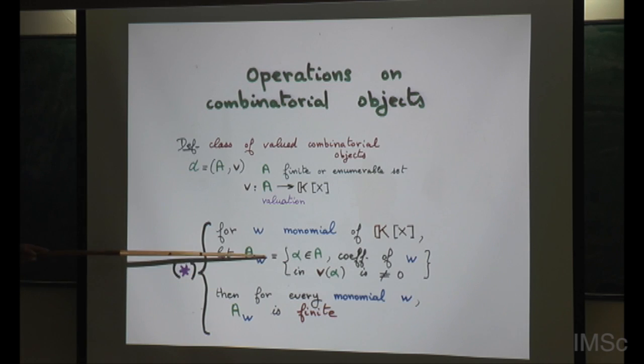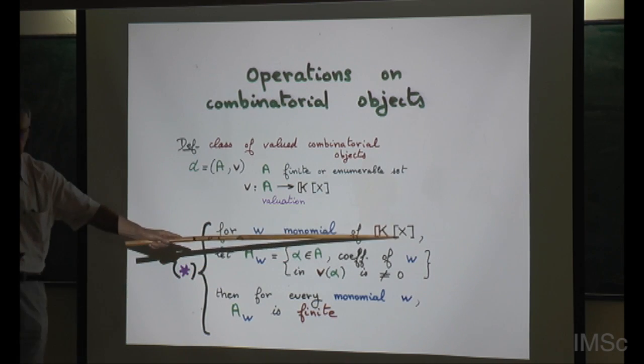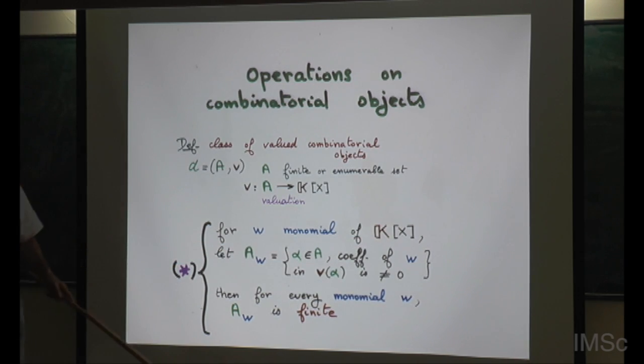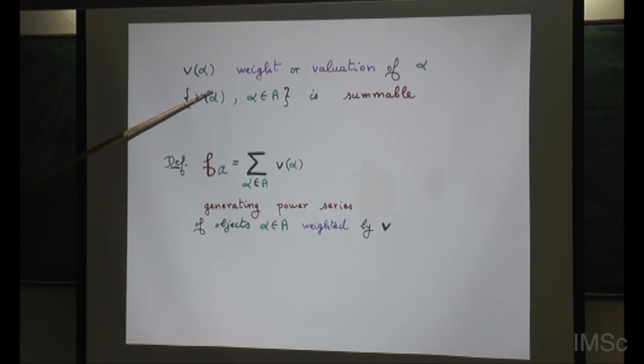A finite number of alpha will give contribution to W. W is any monomial in this ring of polynomials, and this makes the family B summable in the sense I gave before, and this gives me this definition. So this is a formal abstract definition of a combinatorial object.